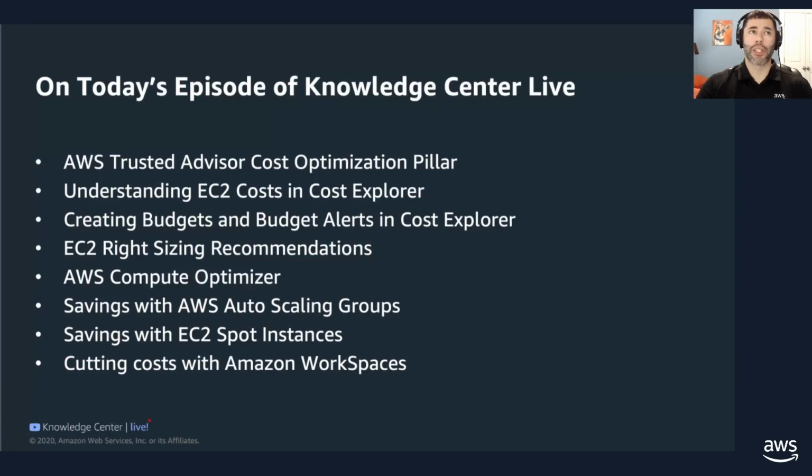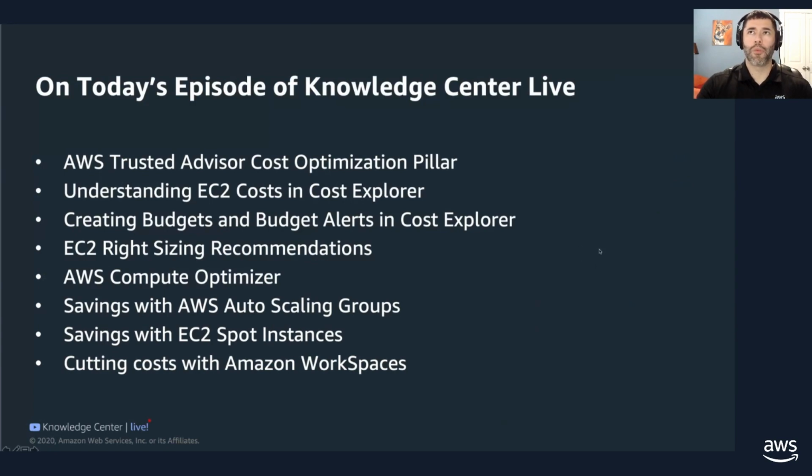We're going to go over creating budgets as well, and budgets are really helpful and powerful to give you that information that you want without having to be in the console. We're additionally going to look at EC2 right-sizing recommendations that are built into Cost Explorer. We'll go a little bit deeper into AWS cost optimization with the Compute Optimizer itself as a service. And we're going to dive deeper into EC2 Spot Instances for savings, specifically with Auto Scaling groups in EC2, and go over some other ways you can cut costs with compute, looking at AWS Workspaces and Amazon Workspaces information. So that's where we're going to start.